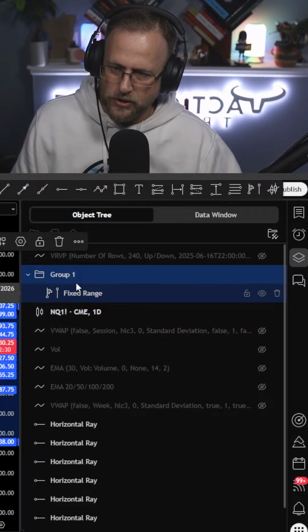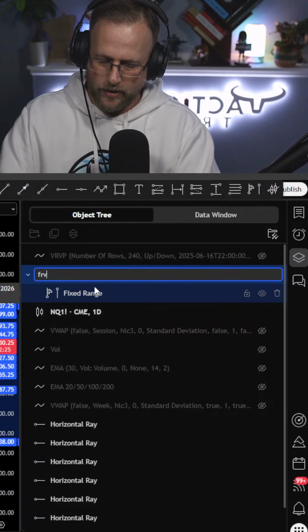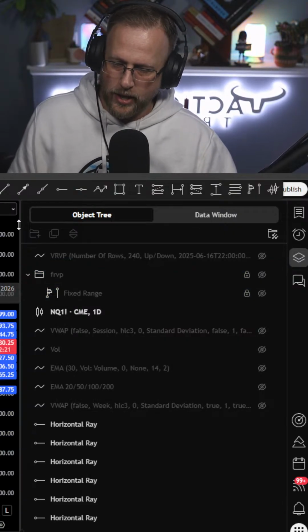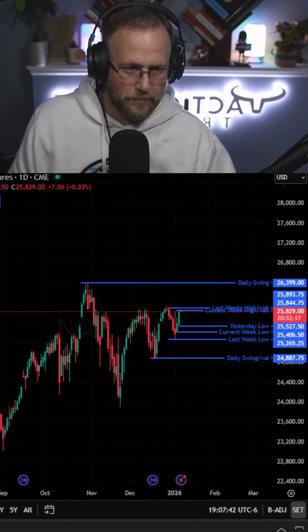I can click on fixed range. I can add a folder, drag it into a folder, just call it FRVP, fixed range volume profile. And then now I can hide it. I don't need to look at it anymore. It's done. It's off of there. Let's line this up again.